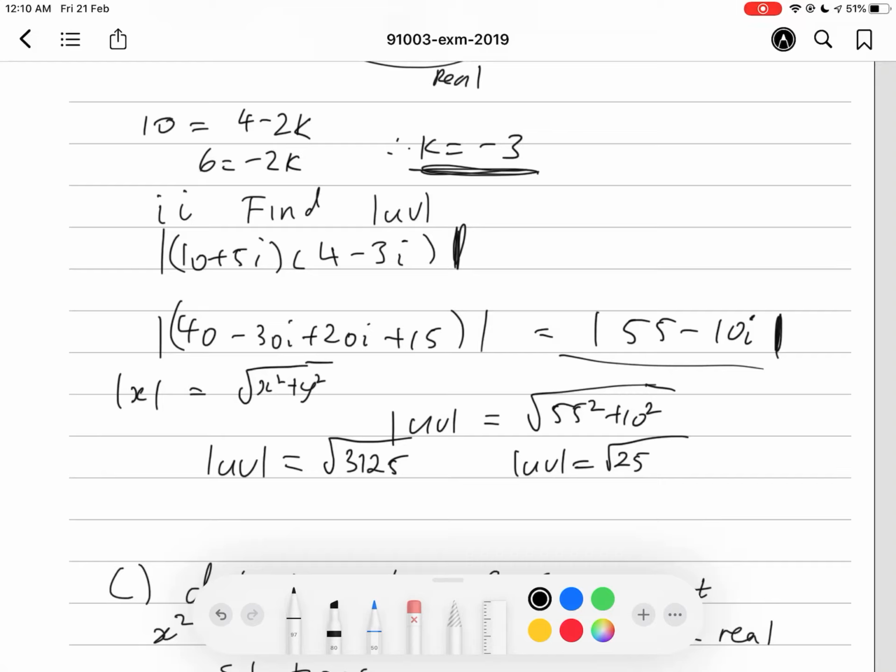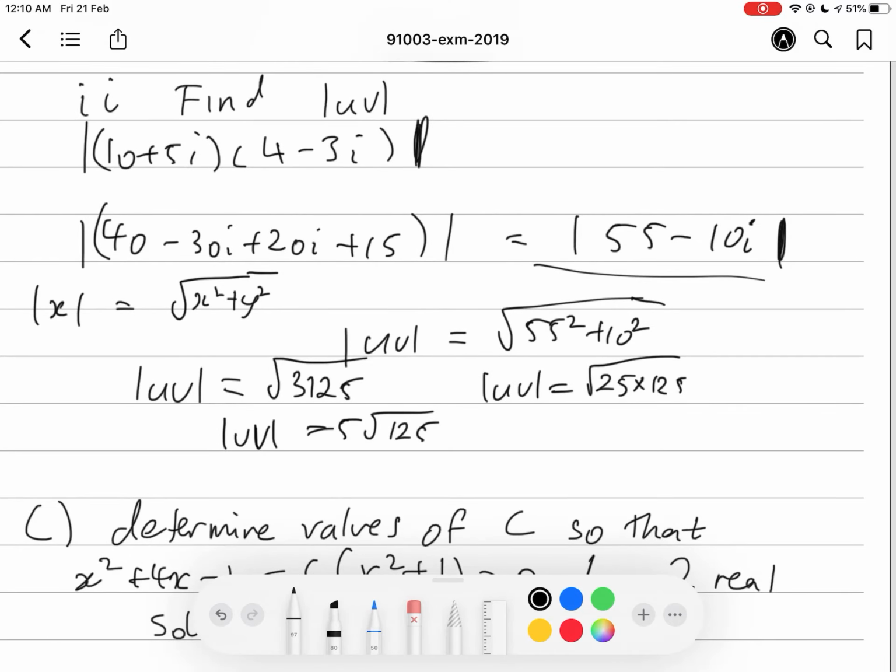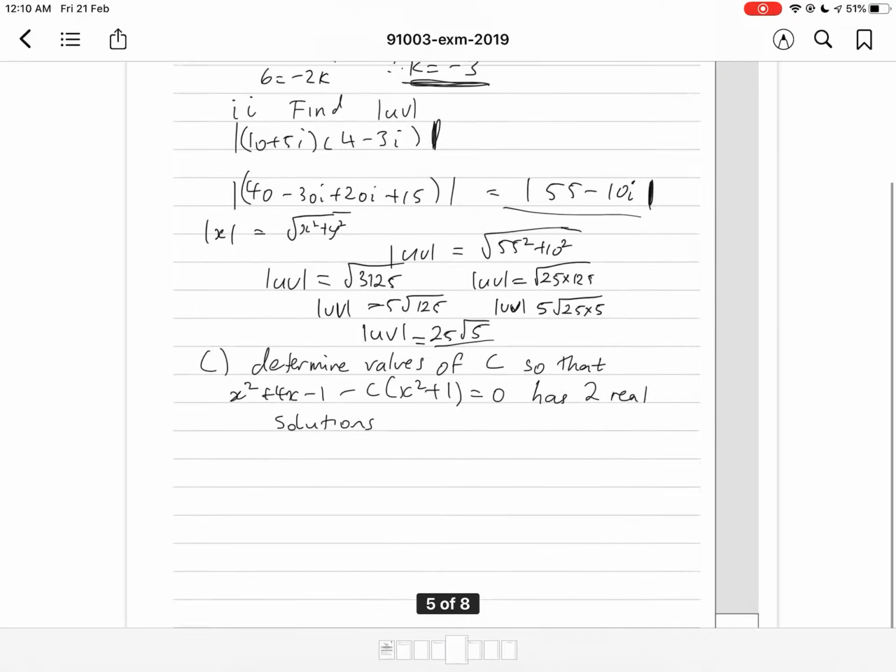So 3125 divided by 25, so times 125. So modulus uv equals 5 root 125. So 125 divided by 25 again, so that equals 5 times 25 times 5. So therefore, modulus of uv equals 25 root 5. That's your final answer. Simplified answer.